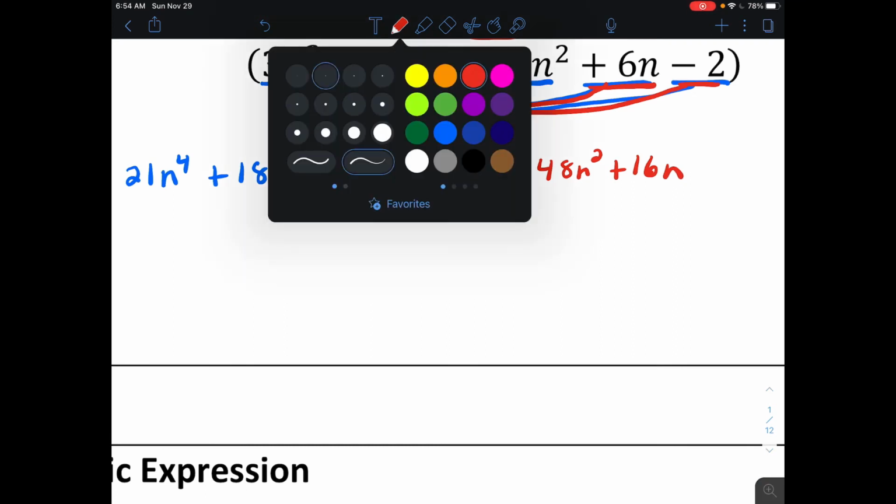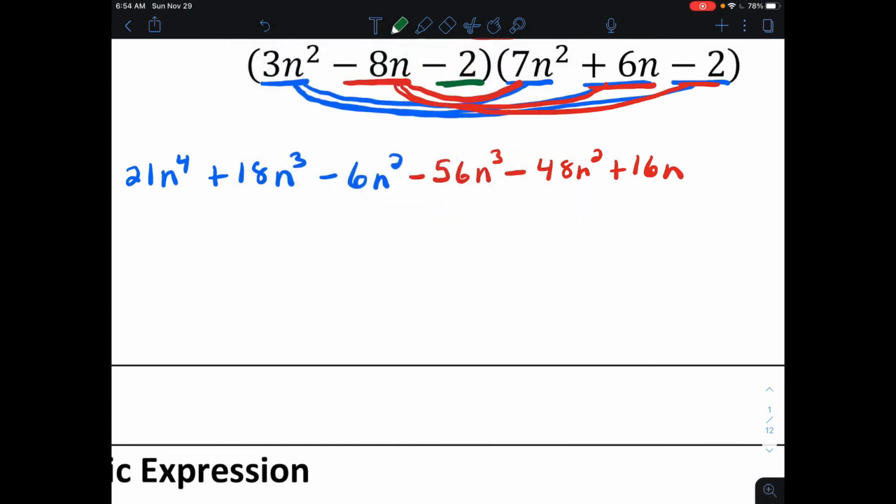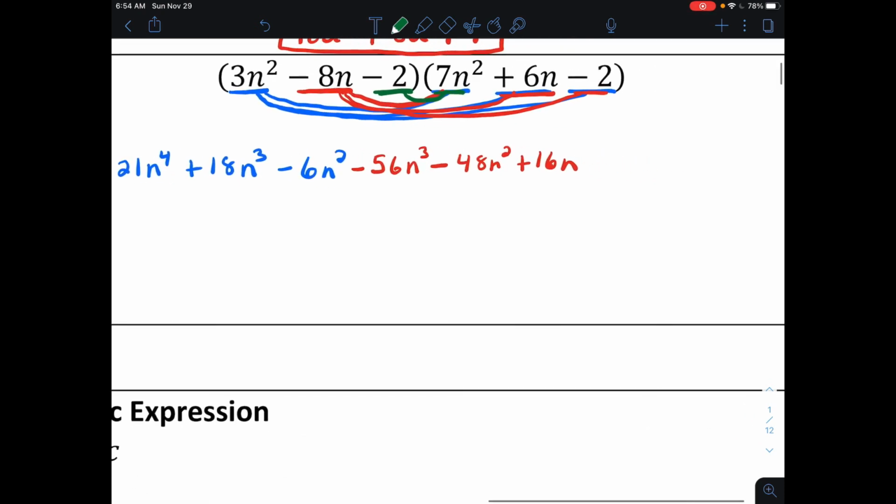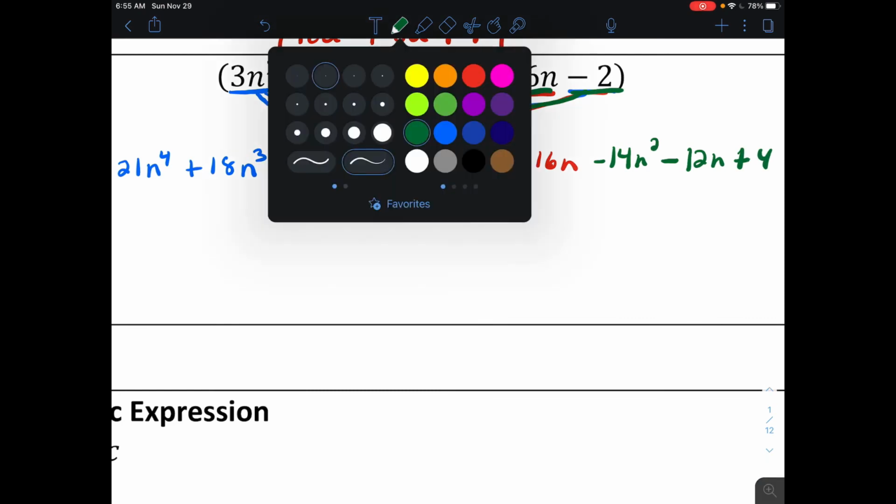And then lastly, we have to distribute the negative 2. Negative 2 times 7n squared. I'm going to have to zoom out so I get a little bit of room. Makes negative 14n squared. Negative 2 times positive 6n. Positive times a negative makes a negative, so we have negative 12n. Negative 2 times negative 2 makes positive 4. So there was a lot to multiply out there.